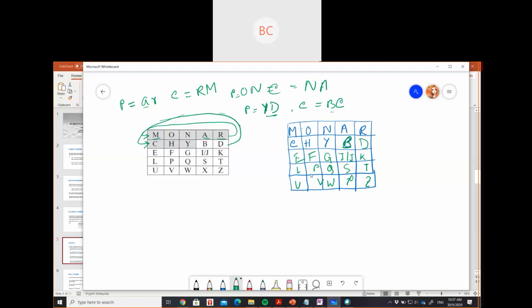So this is your rule 1. What's rule 1? You just replace the letter with the letter to its right. If it's A, then you check the right side letter, which is R, and so on.